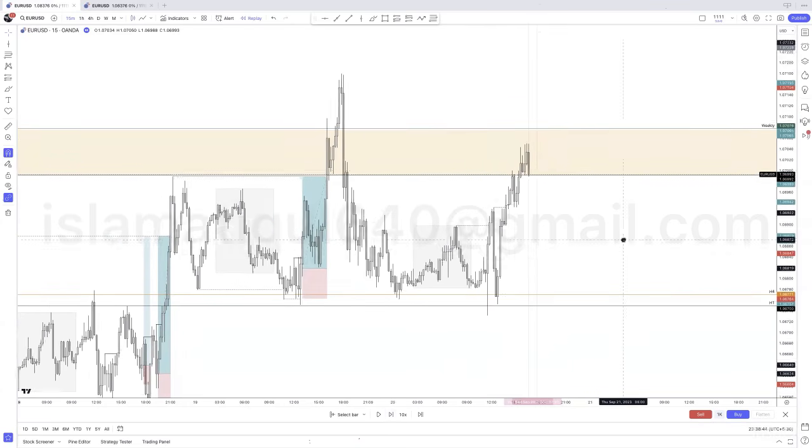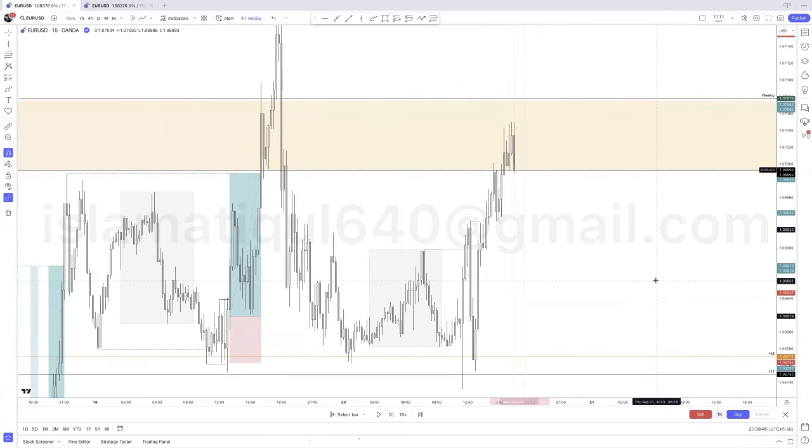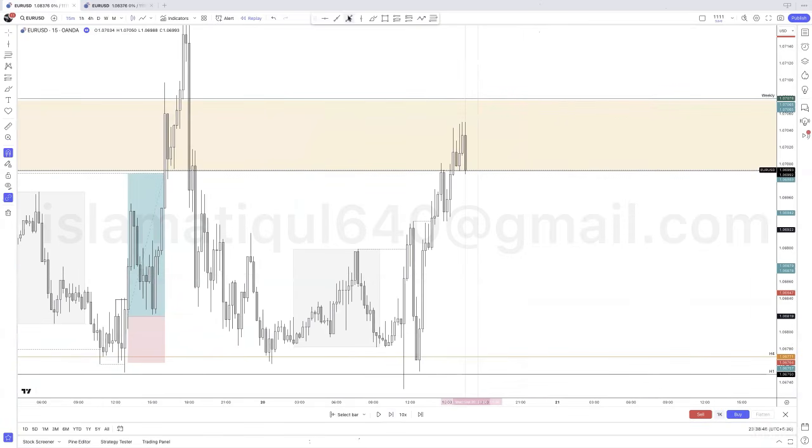Looks like we are getting some. We have a break of structure kind of thing, but then again, this might be liquidity. This candle does not look that strong, right? Doesn't look that strong.